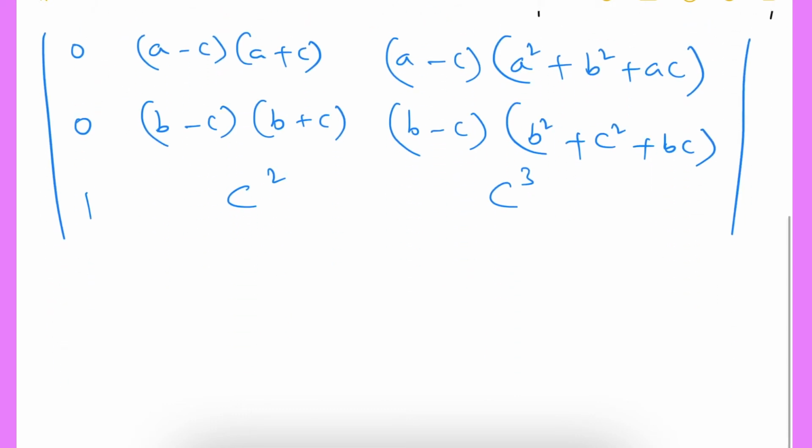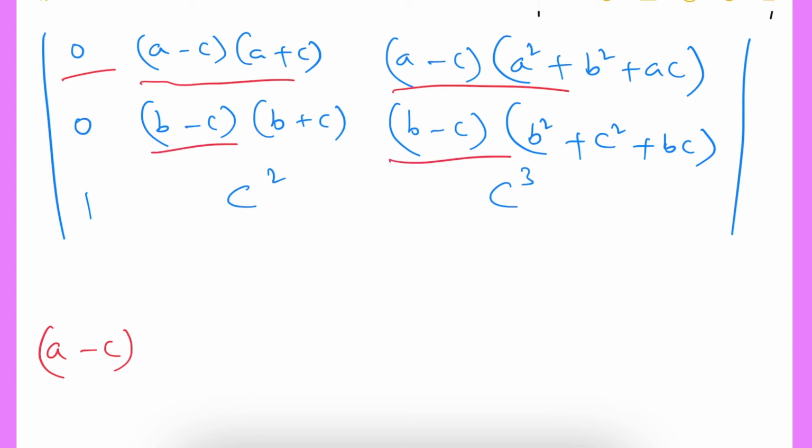Okay, now if we observe the first row, the first element is 0 only. So from 0 we can take anything common, because 0 into anything is 0 only. Here a minus c, here a minus c. So from the first, second, and third elements, I will take out a minus c common. The same way from the second row also, here b minus c is there, here b minus c is there. Anyway, the first element is 0 only.